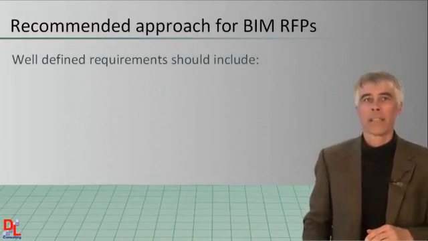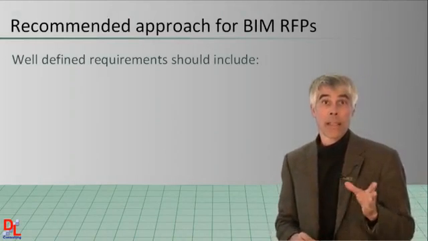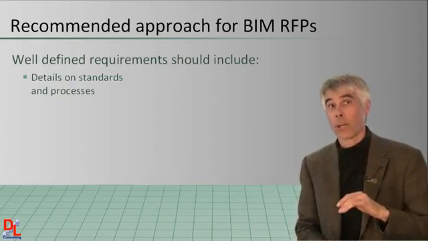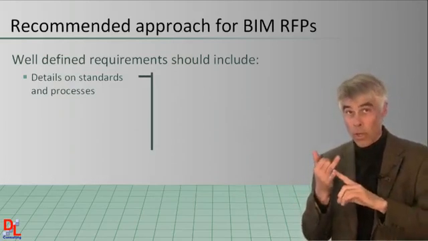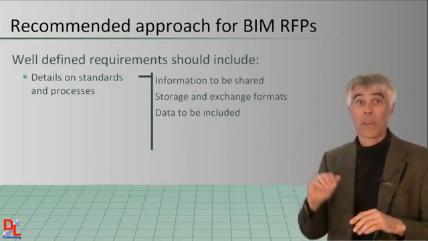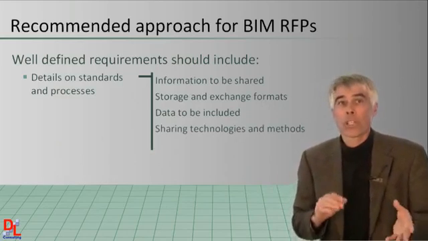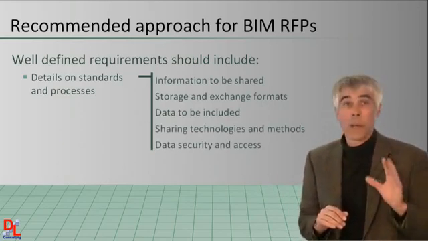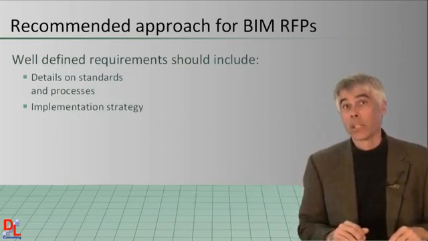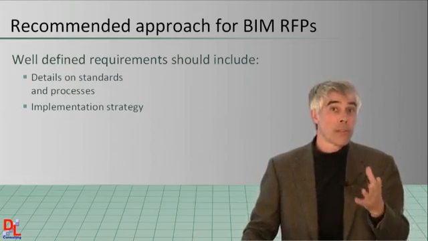A well-defined set of BIM requirements should include a number of subtopics. This might include, for example, details on standards and processes. For example, what information will be shared, using what formats, what specific data is being exchanged, how will that data actually be shared or exchanged, and how will data be accessible yet secure. It'll also include a BIM implementation strategy that will document how building information modeling will be used on this project.